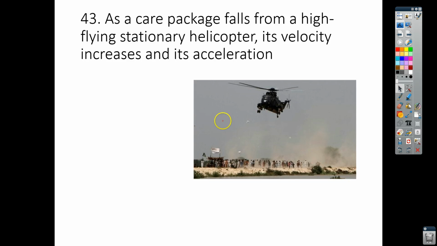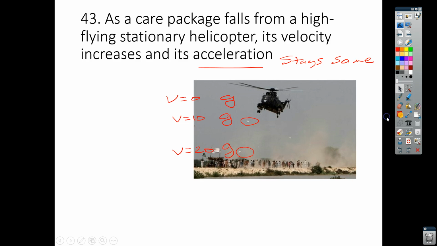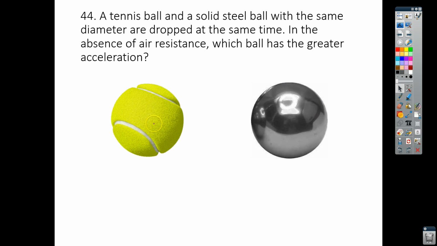For number 43, a care package. Here you see several care packages. The velocity of those care packages right when they're dropped is 0, and then at 1 second they are 10 meters per second. And then at 2 seconds it'd be 20, but we know that gravity is the same at each point. So the acceleration stays the same. It does not change. So it's always g.